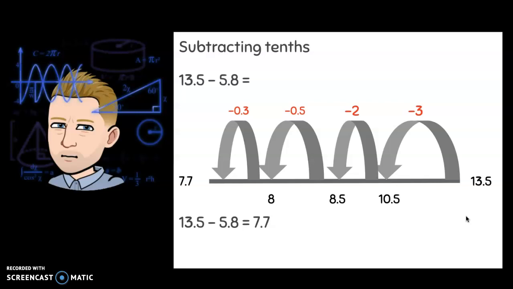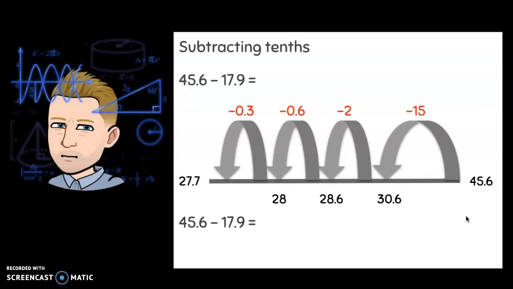So I've taken 5 whole numbers away. Now I need to take away my tenths. So 8.5 or 8 wholes and 5 tenths take away 5 tenths gets me to 8. So I've taken away 5 tenths and I need to take away 8 tenths in total. So I've got 3 more tenths to take away. So 8 wholes take away 3 tenths equals 7.7. So 13.5 take away 5.8 equals 7.7.